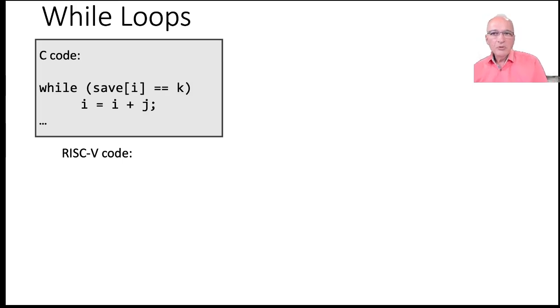Here is a simple loop code in C. It's a while loop. This while loop will be reading the position I of an array called save, and will be testing whether that position is equal to k. And as long as it's finding elements in save that are equal to k, it will keep increasing the value of the index I by a value j. It's in a variable j.